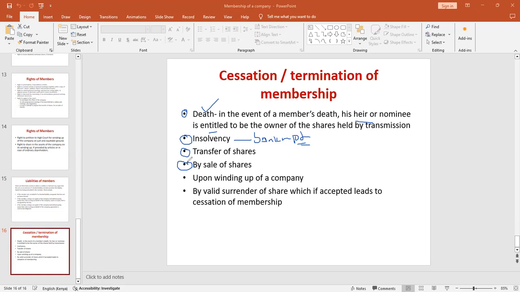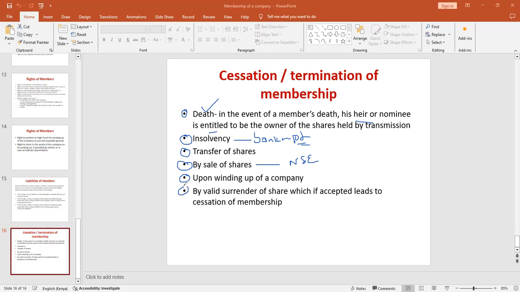If you sell your shares, like in the stock exchange, actually it's securities exchange. You just call it stock exchange because of the Americanized version of it. So in the securities exchange, if you sell all of your shares, then your name is removed from the register of members and therefore you're no longer a member. If the company ceases to exist, the company winds up, then you're not a member. You can't be a member of a company that doesn't exist.